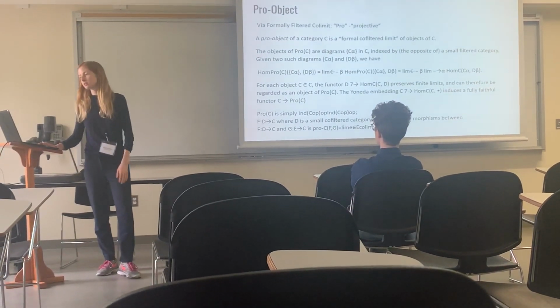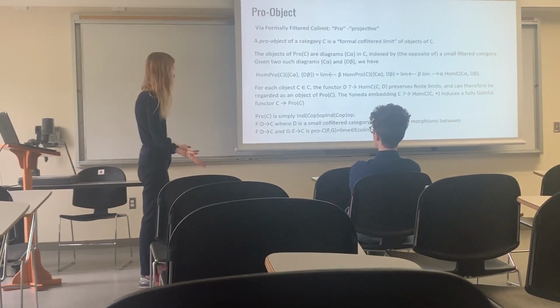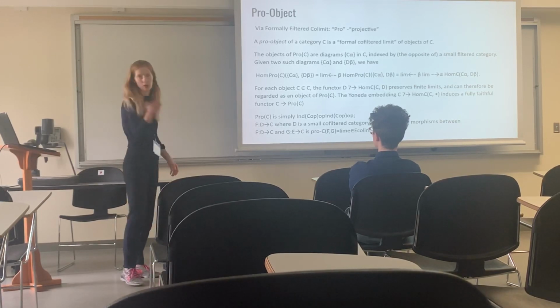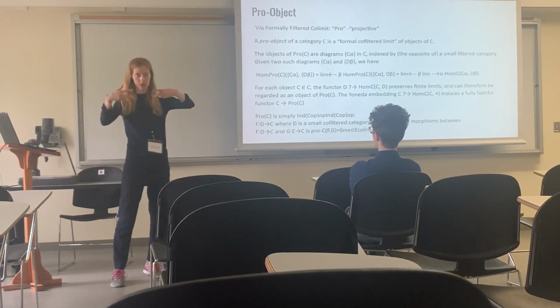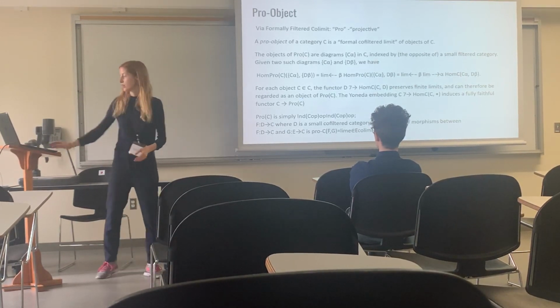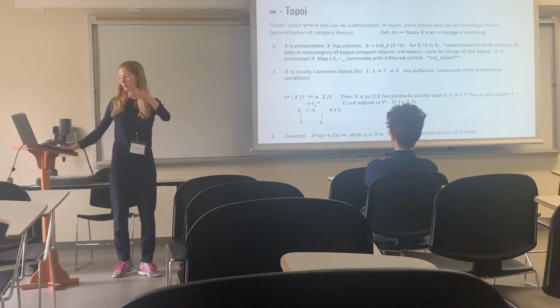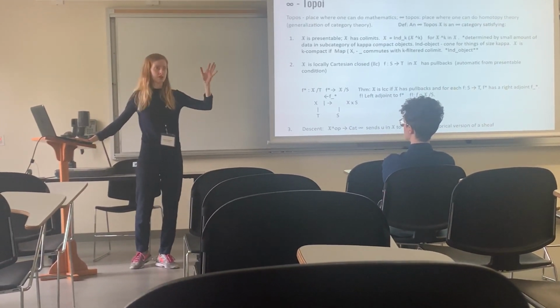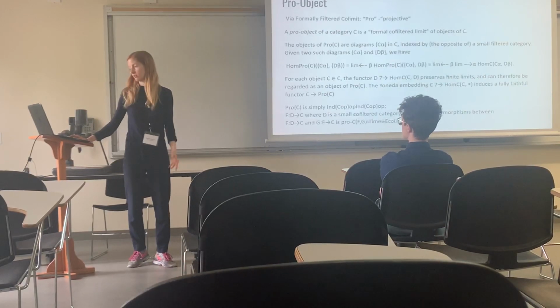Yay. So what is this pro object? It's this projective limit. You see a lot of work like that. Everything is a pro object; there's just a bunch of limits that are together. Why are you guaranteed these limits? Because you've got presentable, locally Cartesian closed, and descent conditions. So you get the proness right out of the thing.